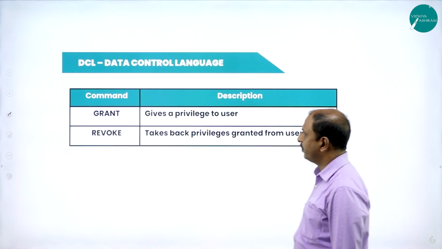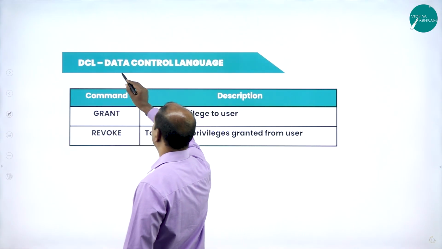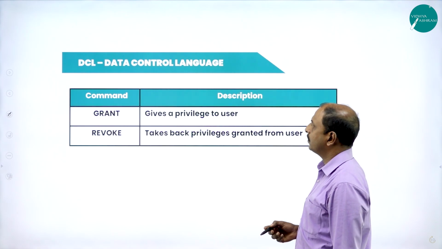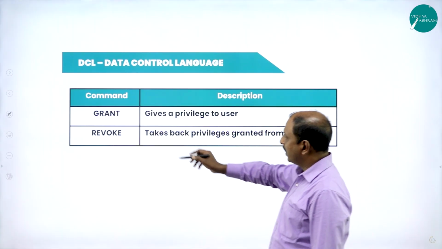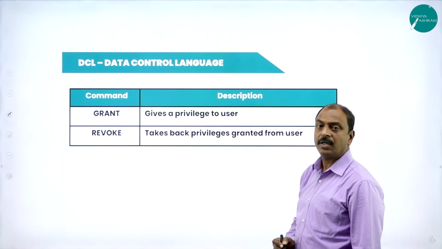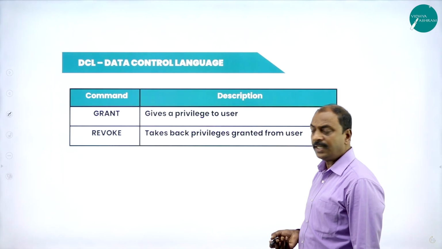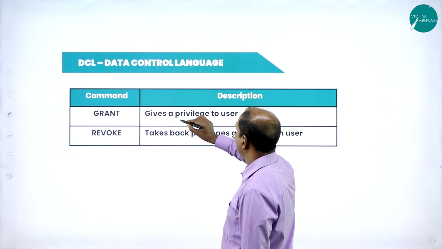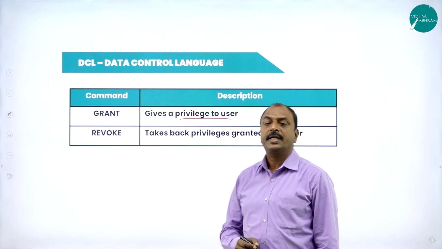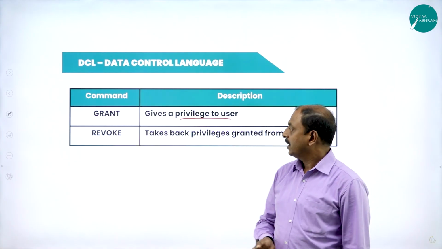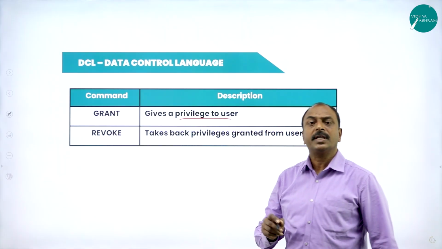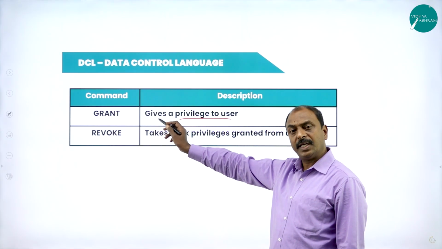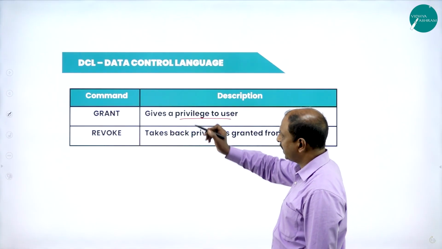In the next slide, we will see DCL commands, data control language. DCL stands for data control language, and they are grant and revoke. So there are two commands that come under DCL. One is the grant command. So what is the grant command? It gives privileges to the user, and permissions can be given. So with the help of the grant command, the user can be given permission at different levels with respect to the table or a database. That is the grant command.